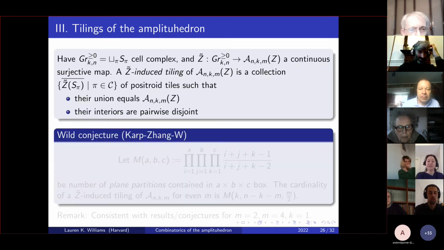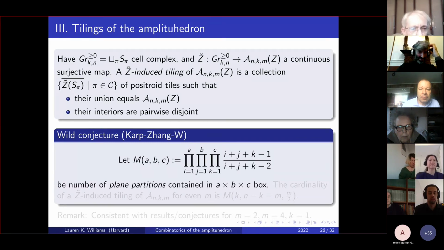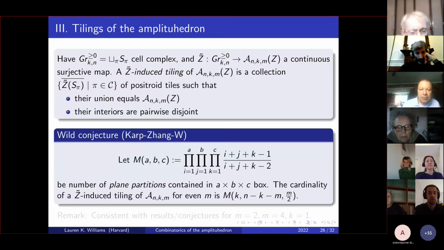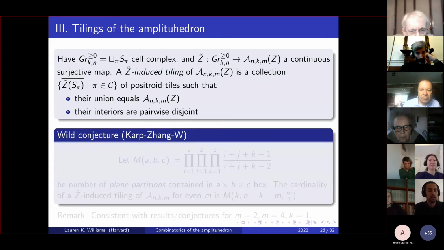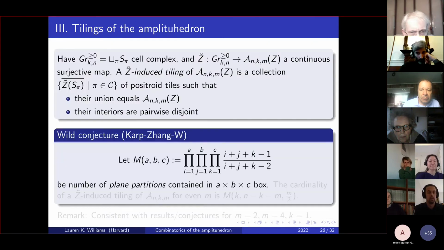And there's a conjecture that explains all those numbers that we made with Steven Karp and Yan Zhang. So let M(A,B,C) be this number. This is a beautiful number which counts plane partitions contained in an A by B by C box. And the conjecture is that the cardinality of a tiling of the amplituhedron for general even m is exactly the number of plane partitions contained in a k by n minus k minus m by m over 2 box. Anyway, the conjecture is completely open because for general m, there's not even currently a conjecture for how to tile the amplituhedron. But this conjecture is consistent with all of the numbers from this slide.